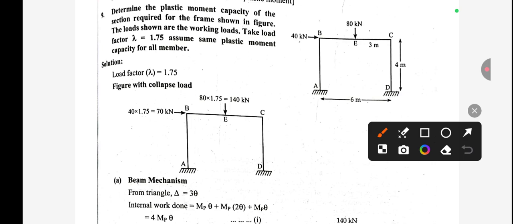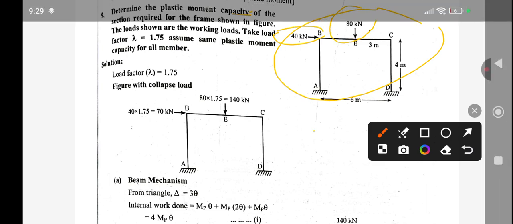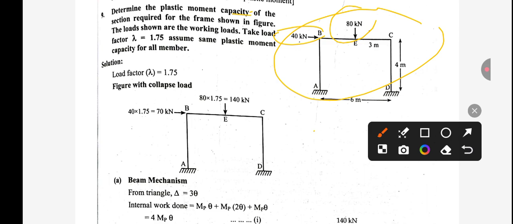So first read: determine the plastic moment capacity. The section required for the frame is shown in the given frame over here. The loads shown are the working loads: this 40 kN is the horizontal load, and this 80 kN is the vertical load.